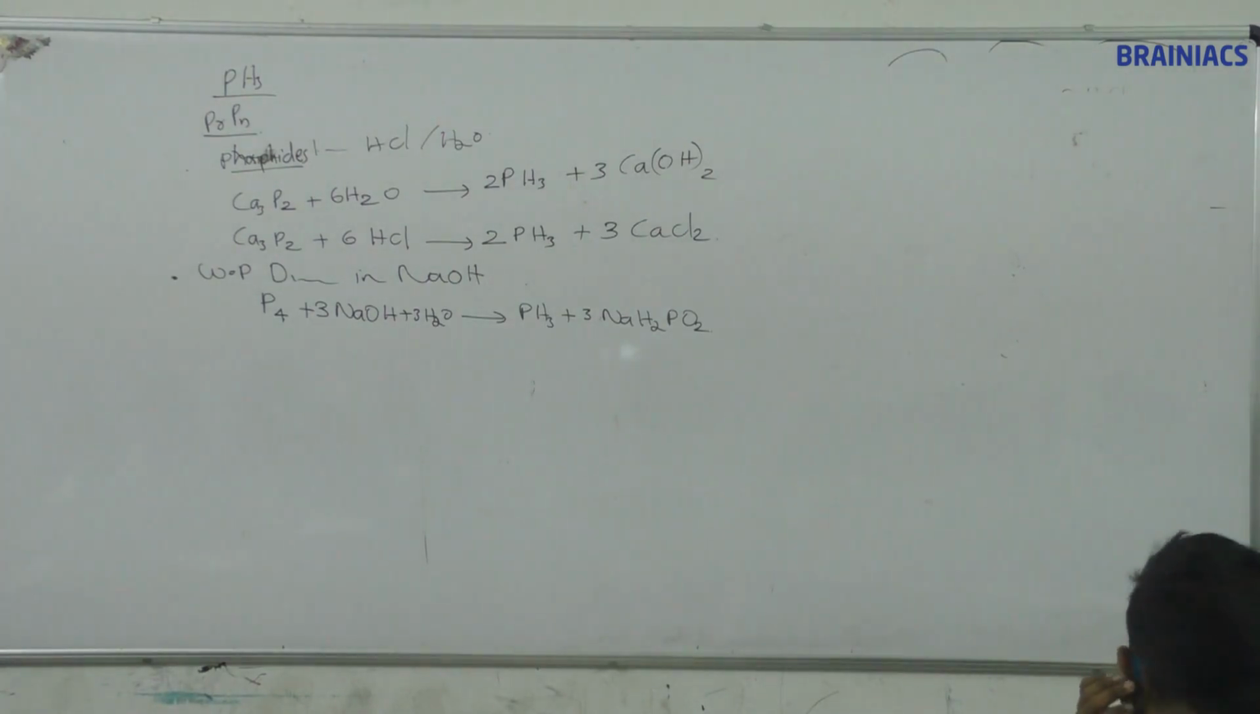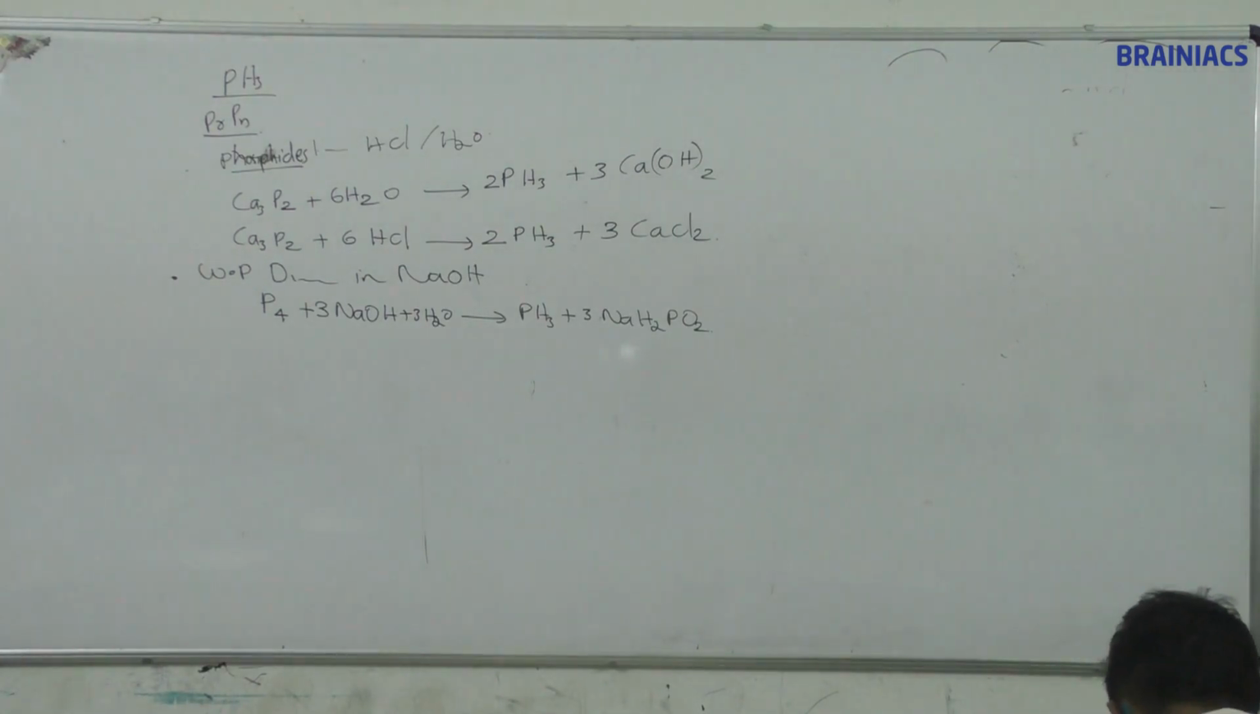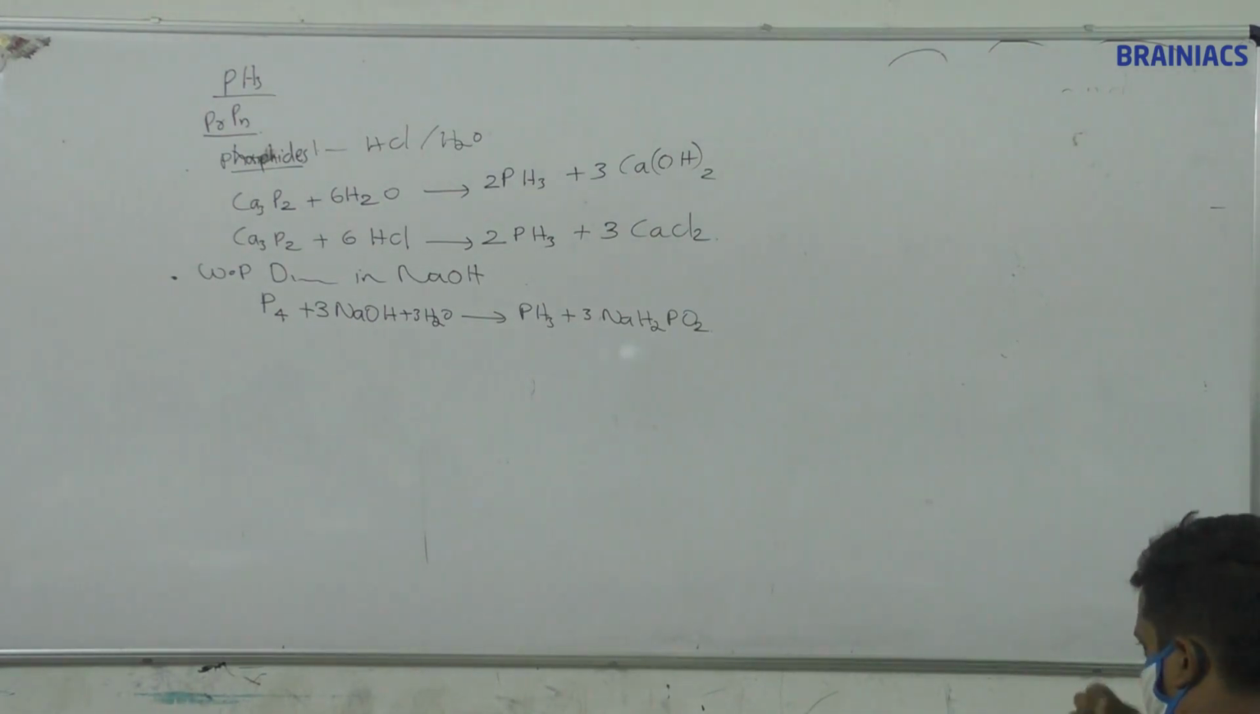So, properties. Rotten fish smell gas. Bad smell of fish. Acidic or basic? Basic. Which family? Nitrogen family. NH3, PH3, AsH3, SbH3, BiH3 are basic in nature due to the presence of a lone pair of electrons.